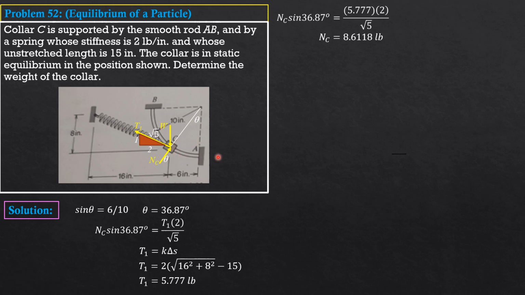Then summation forces vertical equals 0. So N_C, 8.6118, times cosine of theta, 36.87, plus T1, 5.777, times 1 over square root of 5, equals the weight. So we can now compute the weight. The weight is 9.473 pounds.